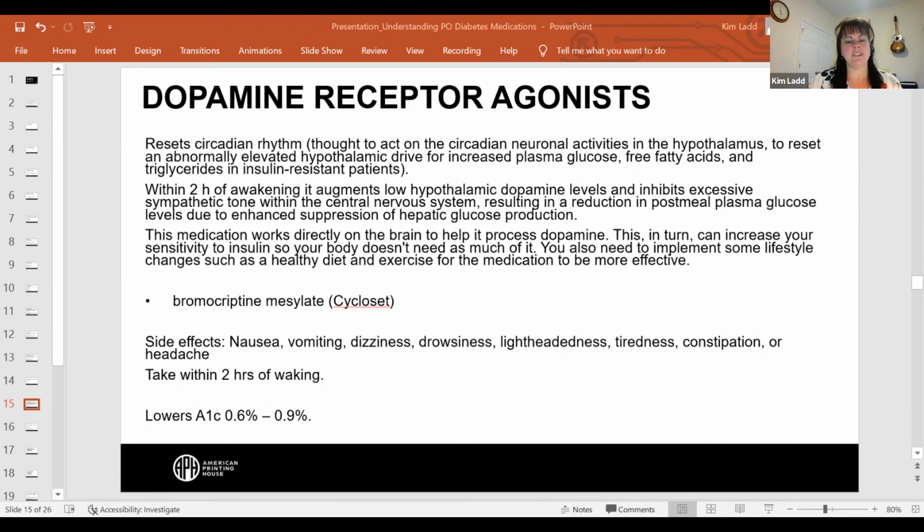There's only one medicine in this class, and it is called bromocriptine mesylate, also known as Cycloset. The side effects of Cycloset are nausea, vomiting, dizziness, drowsiness, lightheadedness, tiredness, constipation, or headache. You want to take this pill within 2 hours of waking so that it affects your circadian rhythm at the right time of the day. And it does tend to lower hemoglobin A1C levels by 0.6 to 0.9%.